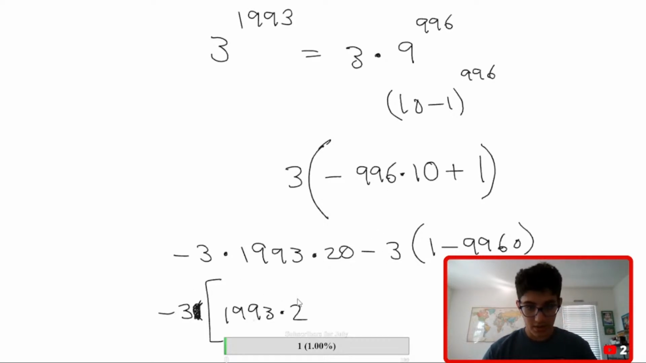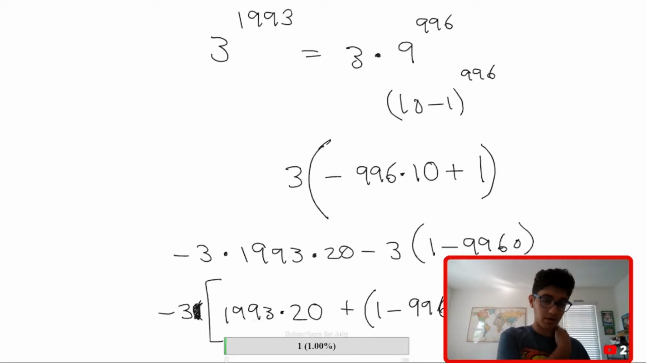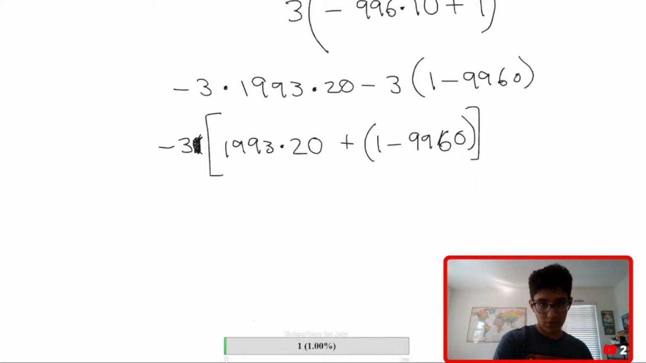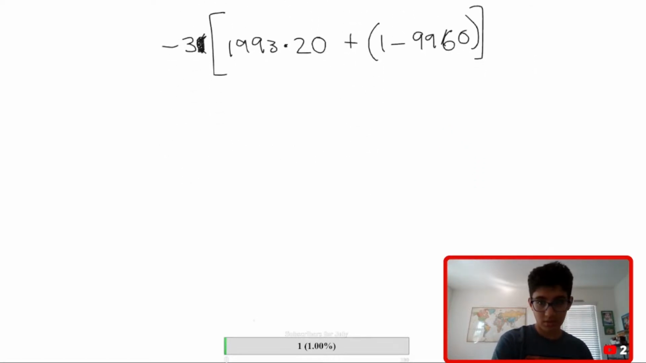So, okay, negative 3, this stays the same. Then we have plus 1 minus 9960. This is what we have mod 100. I don't know. Yeah, now you can see it at least. Yeah, 99. Let's multiply that by 2, and then hopefully we'll get some cancellations, right?